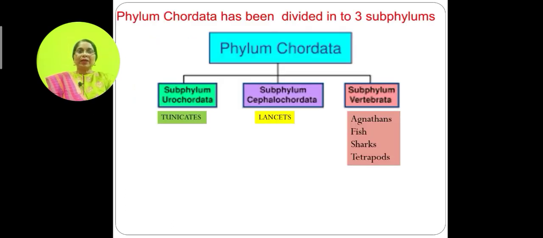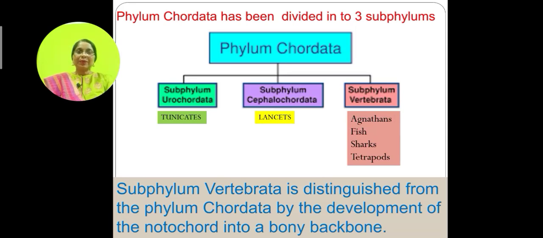Then phylum Chordata has been divided into three subphyla. The first subphylum is Urochordata, and this includes the tunicates. The second subphylum is Cephalochordata. It includes the lancets. The third subphylum is Vertebrata. It includes the agnathans, fishes, sharks and tetrapods. So these subphyla, Urochordata, Cephalochordata and Vertebrata, all together come under the phylum Chordata.